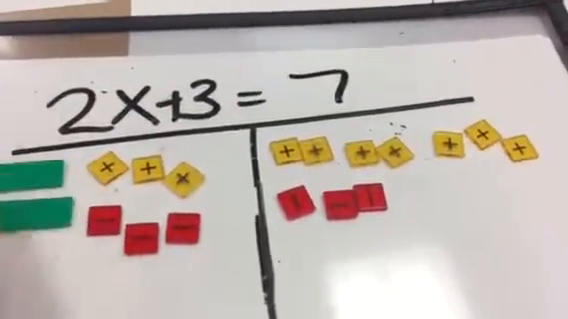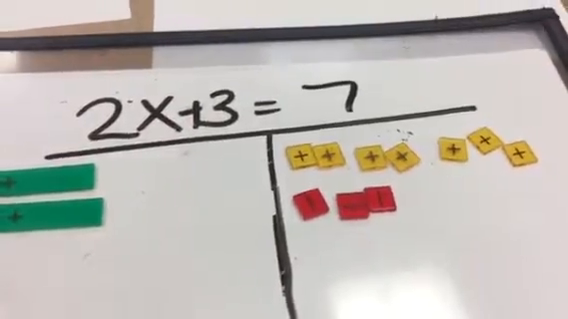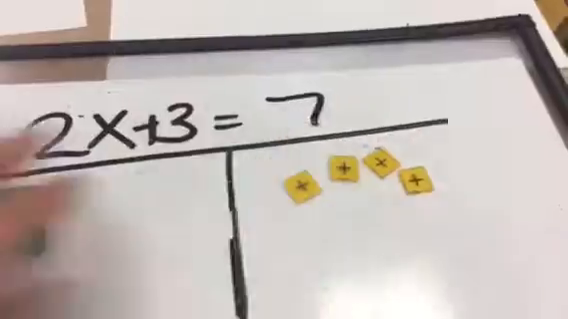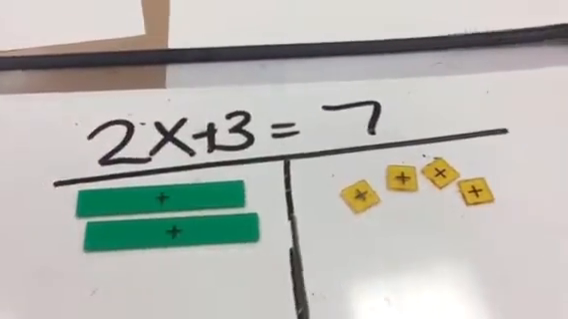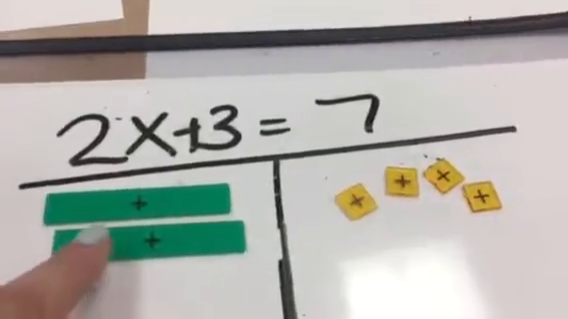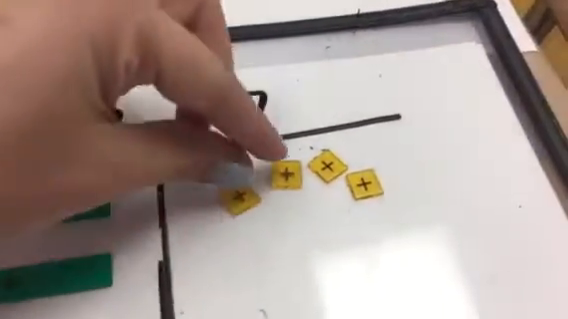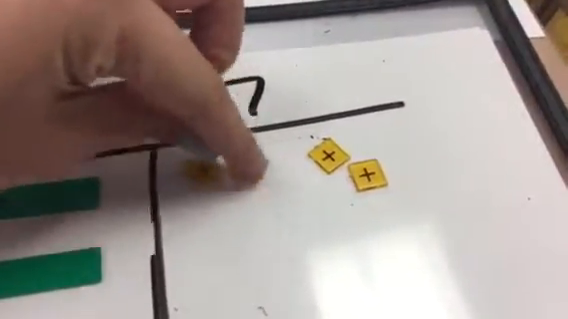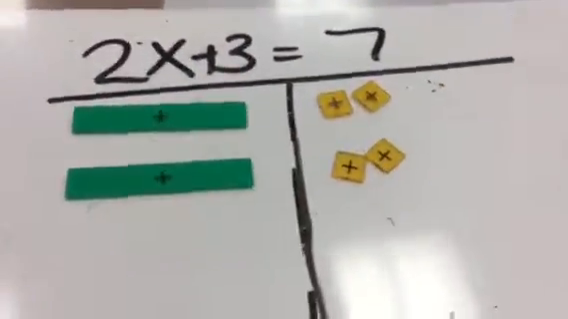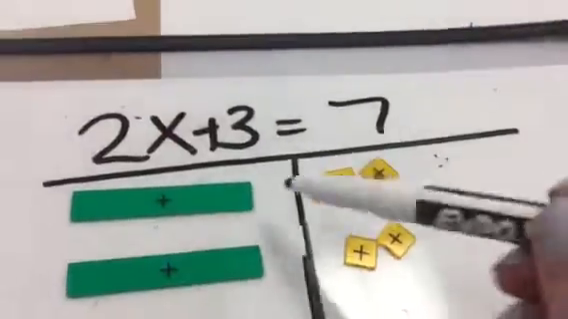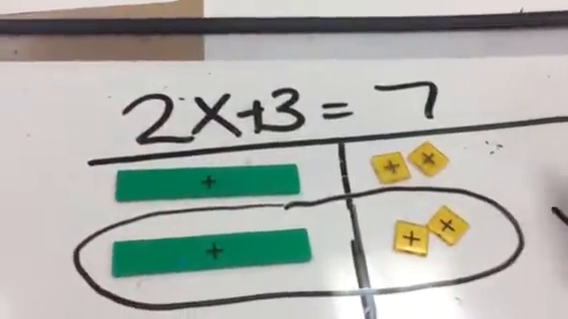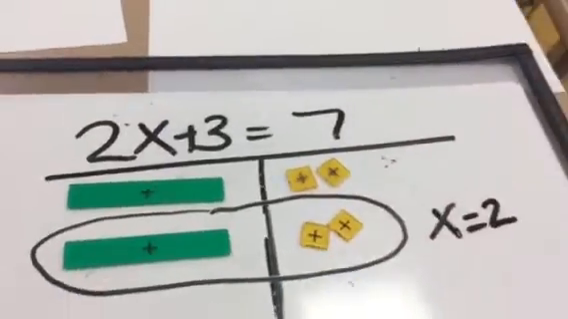Now I can see I have 0 pairs here. I can take out my 0 pair, and I'm left with 2x equals 4. Next, I'm going to break up the groups evenly, so I'm going to divide by 2. And you can see here, each group represents x equals 2. So the answer is x equals 2.